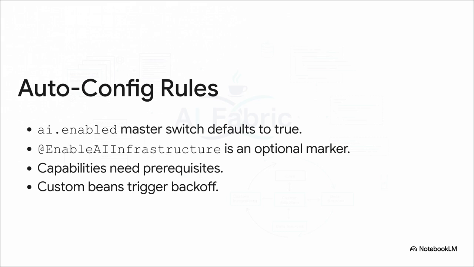For example, did you know that the ai.enabled master switch defaults to true, but capabilities like semantic search actively require vector and search services running just to activate? Also, keep in mind that the @EnableAIInfrastructure annotation is just an optional marker for discoverability. It doesn't manually import the framework. Normal Spring Boot auto-configuration still handles all the heavy lifting. And crucially, if you provide a custom bean, like say a custom chat session storage provider, the default JPA implementation will automatically back off. You are quite literally always in the driver's seat.